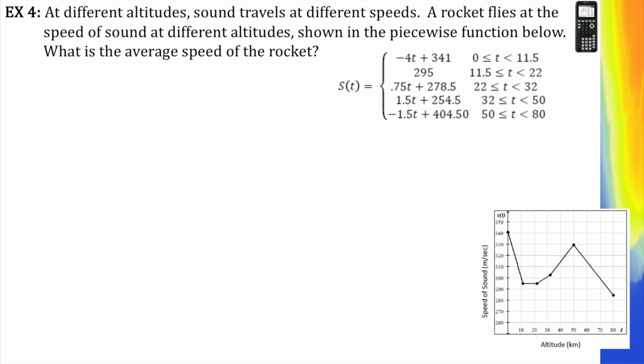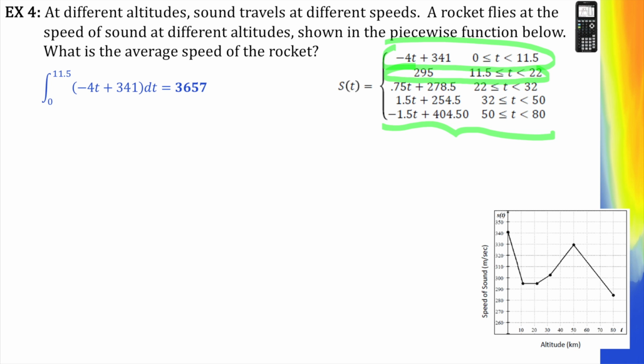Example 4. This one's kind of fun. At different altitudes, sound travels at different speeds. So we have a rocket flying at the speed of sound, but at different altitudes, and that is shown here in the piecewise function. So what is the average speed of the rocket? Interesting. Well, what we're going to have to do is find the total distance covered in each of these little piecewise pieces. So let's do that first. Good thing this is a calculator question.